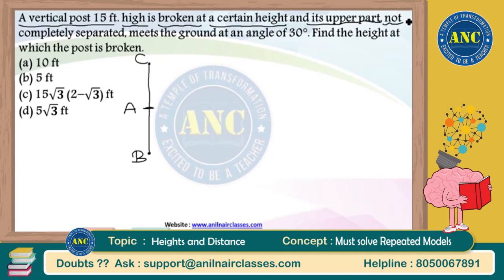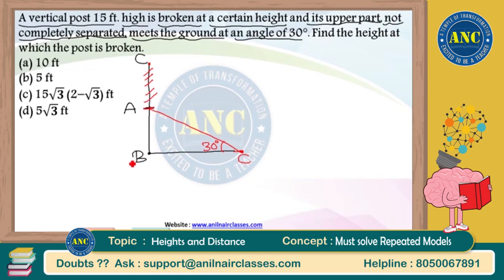The upper part is not completely separated. It is not completely removed. It meets the ground at an angle of 30 degrees. This is the ground. Now, that upper part which is not completely separated from that vertical post will come off like that, and it will come like this, and it will meet the ground at an angle of 30 degrees. The same AC, whatever I have written in the upper part, will come like this and meet the ground at an angle of 30 degrees.